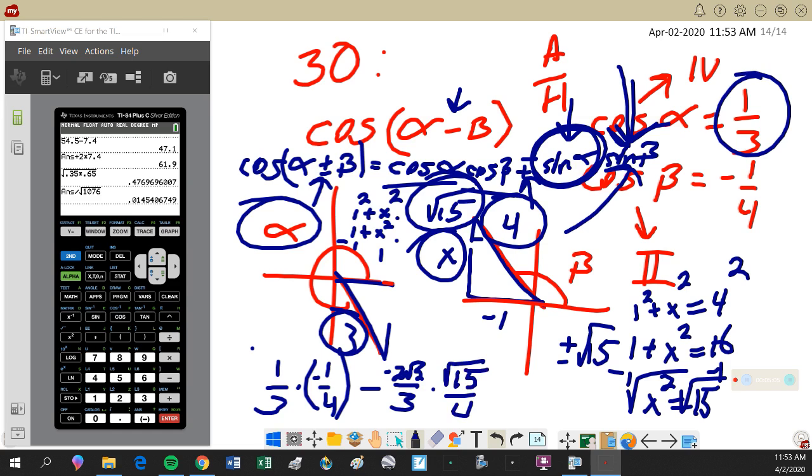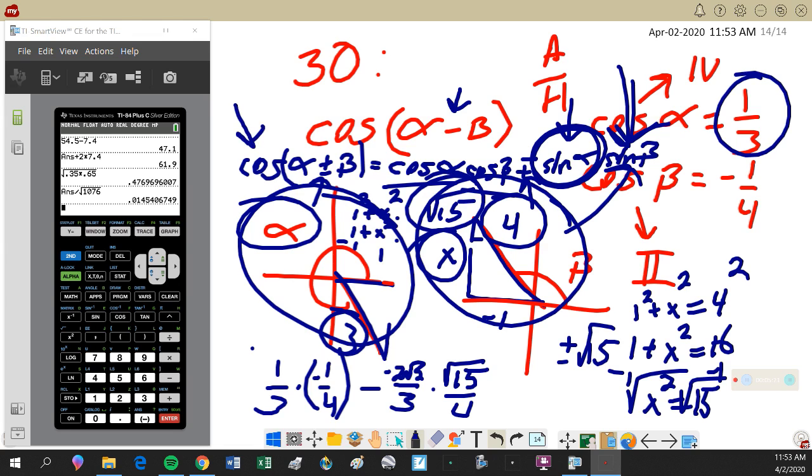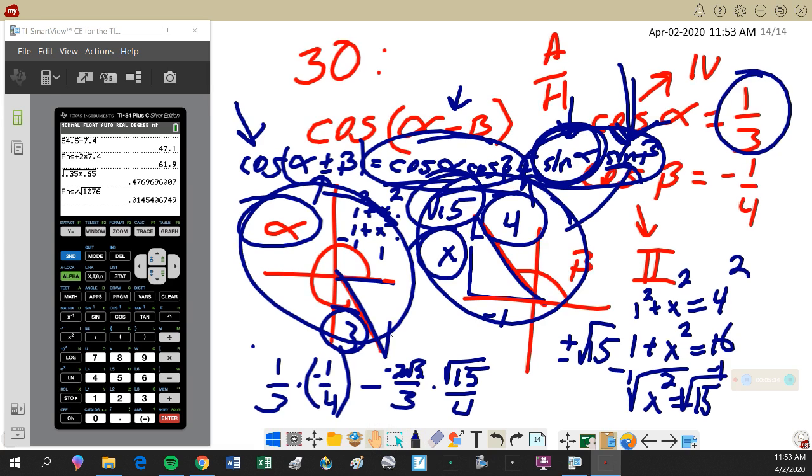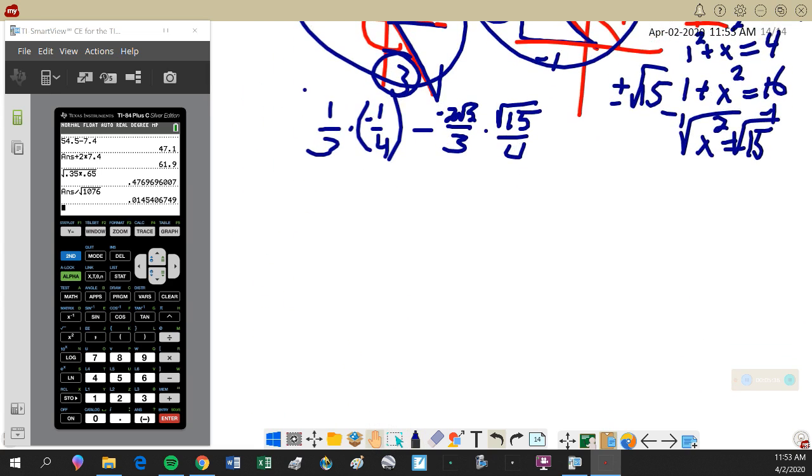So hopefully that doesn't seem too complicated. All we did was draw our alpha triangle, draw our beta triangle, finish those triangles using the Pythagorean theorem, and then we looked at the cosine sum and difference formula, decided which version we needed to use, and then we used those two triangles to do cosine alpha, cosine beta, minus sine alpha, sine beta. And we're not quite done. We need to simplify this.